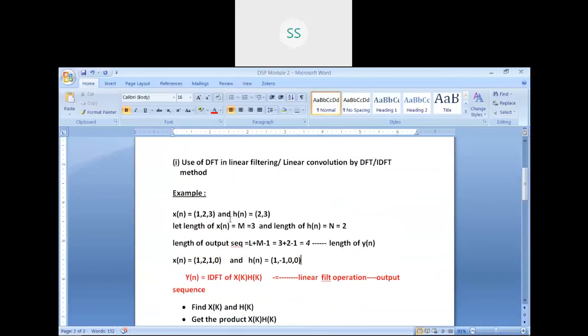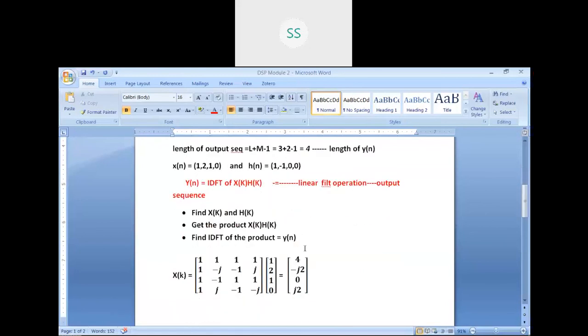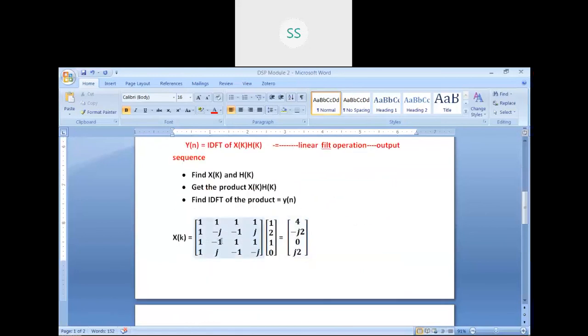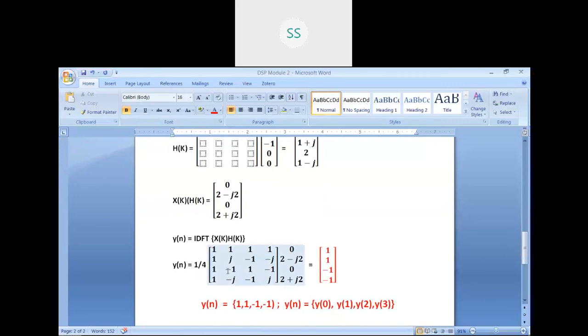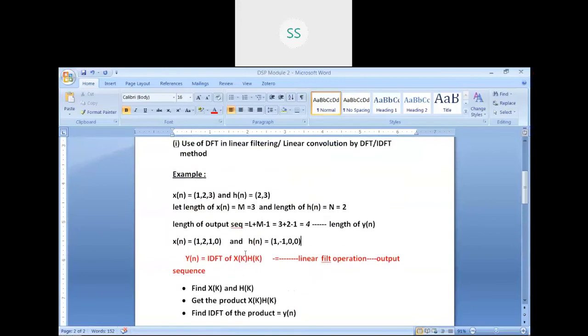But what if the lengths are different? Say, for example, if I get L plus M minus 1 as 5, then I cannot use this matrix to get x of k. In that case, I have to go for the equations. I have to write 5 equations for x of k, 5 equations for h of k, and another 5 equations for the IDFT. That becomes a lengthy procedure. So an alternate solution exists for that. Whenever this length is other than 4, how can we show the results? That part we will discuss in later sessions.